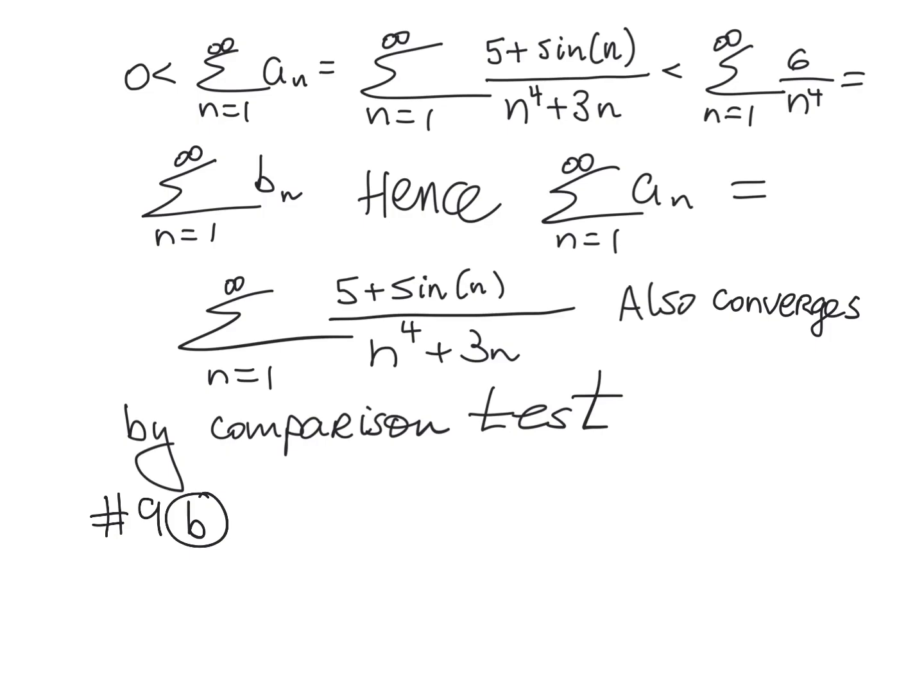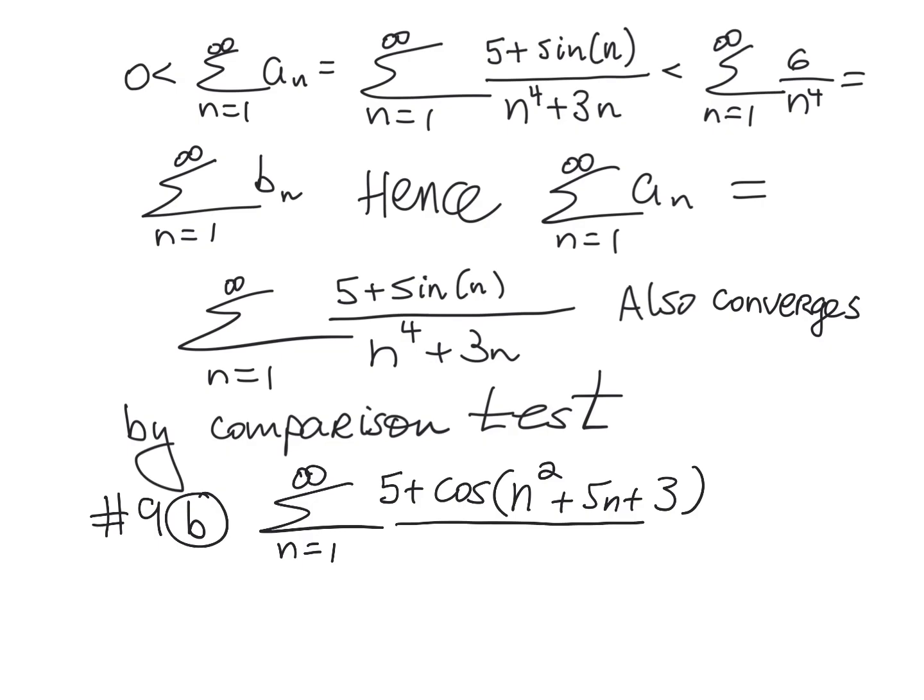And let's take a look at part B. In this part, we have a summation from 1 to infinity of 5 plus cosine of n squared plus 5n plus 3 divided by n plus 1. So once again, we're going to start with the denominator n plus 1. And instead of saying it's just greater than n, we want to say it's less than or equal to n plus n, because the second n is greater than 1, so that's 2n.